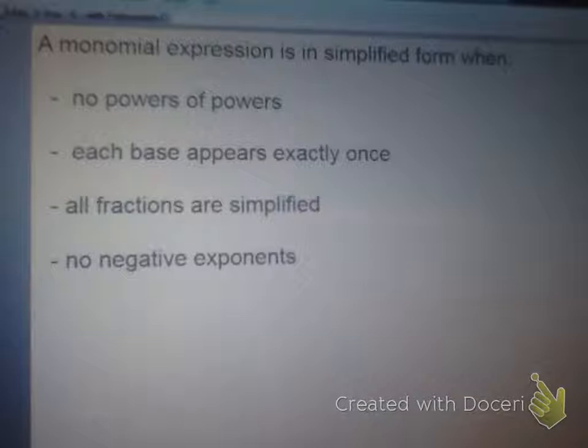Look over this. A monomial expression is simplified when there's no power of powers, each base appears exactly once, all fractions are simplified, and no negative exponents.